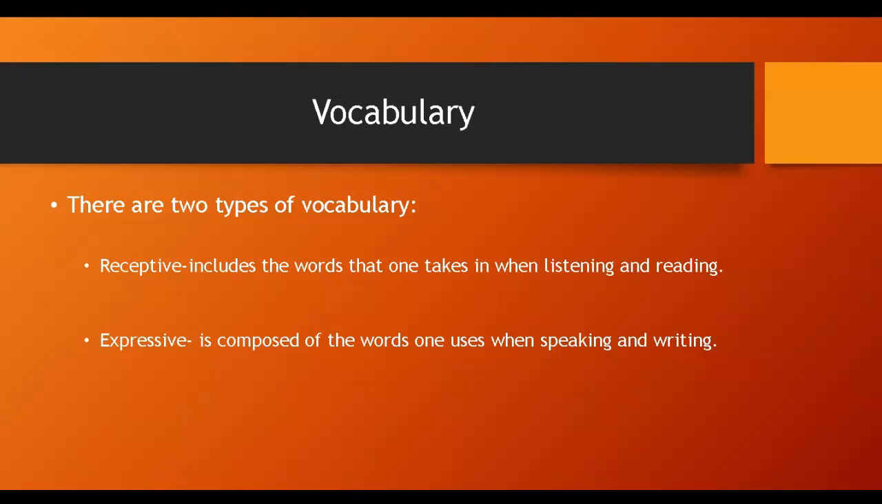So basically, it's the words that a student chooses to use when they are speaking as well as writing.